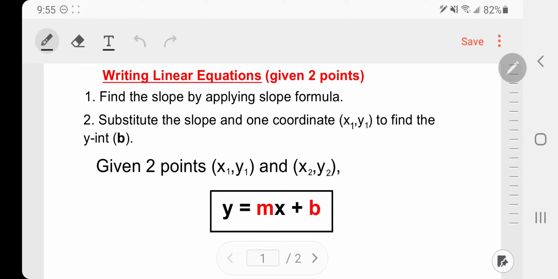Then after you get the slope, which is obviously the first thing you need to find, you need to plug in all the info that you have. So you pick one of your points as your x1 and your y1. You'll have your slope from the first step, and then you'll plug everything in and solve for your b, just like we did in step 2 of the prior video where we were writing in slope-intercept form. Alright, so let's take a look at how to do this.